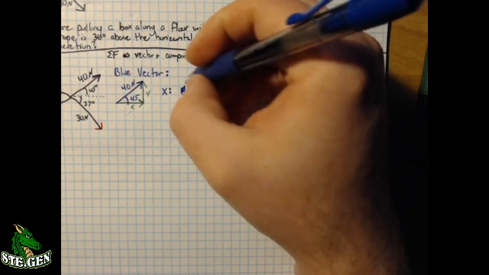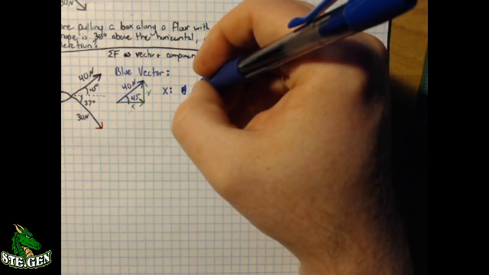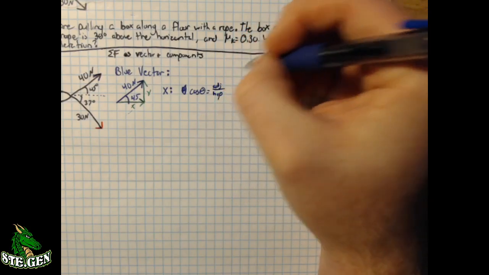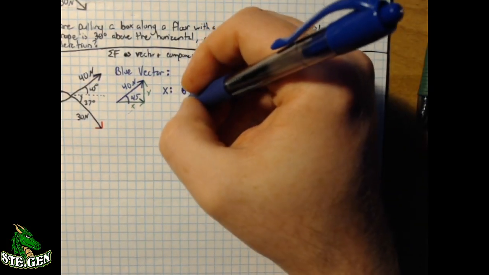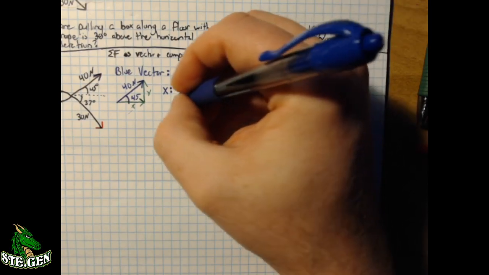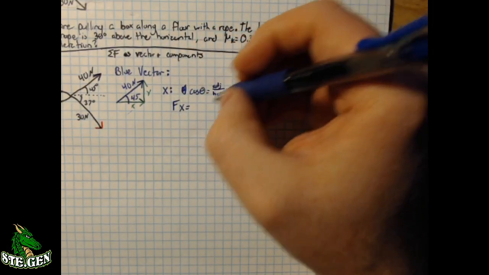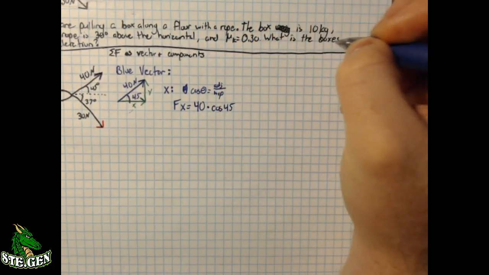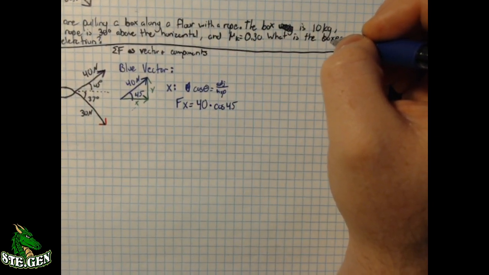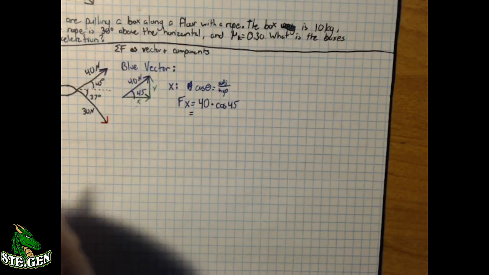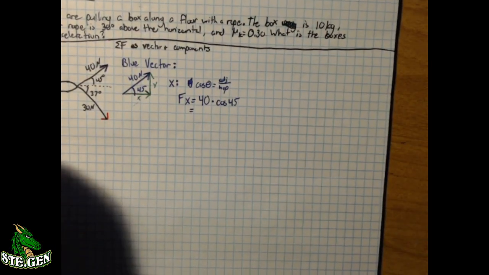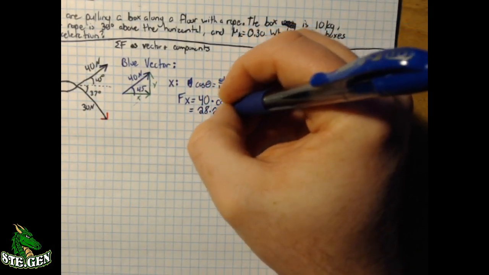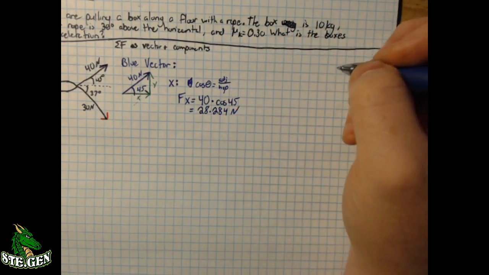just as a reminder, I was going to try to solve it quickly in my head, but I don't want to get ahead of anybody. So we've got cosine theta equals adjacent over hypotenuse. Move hypotenuse over here. So we'll have our force in the x direction is going to be equal to 40 times cosine 45. Plug that in, 40 cosine 45. You get 28.284 newtons-ish.